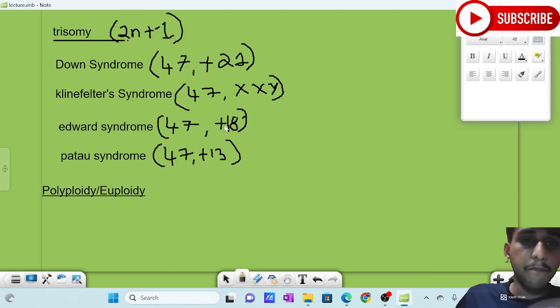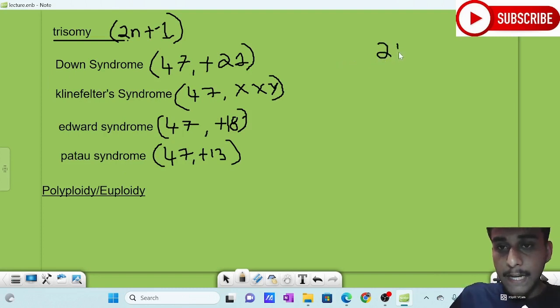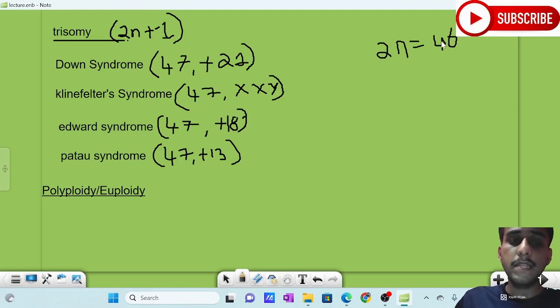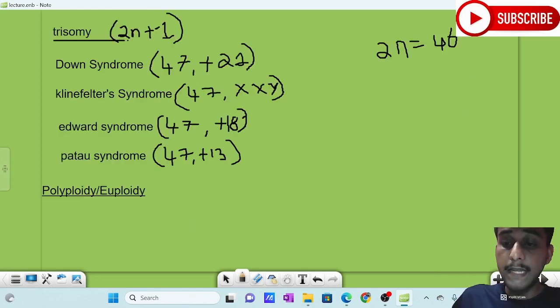What does it mean? In Down syndrome, which is usually seen in human beings, it is a syndrome. Usually we have the diploid condition, which is 46. A human being with Down syndrome will have 47 chromosomes. How 47? Because of an increment in one chromosome. Here the increment is in the 21st chromosome.